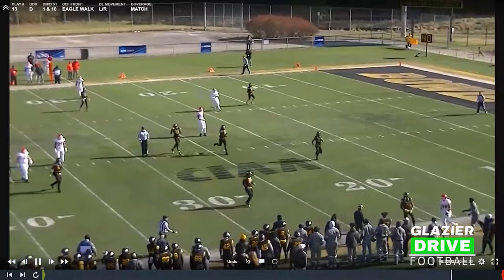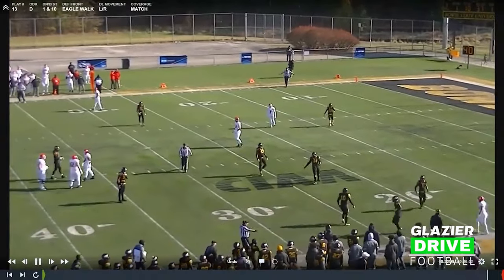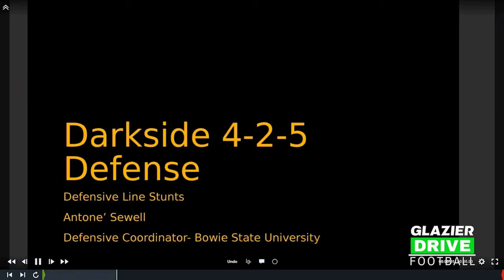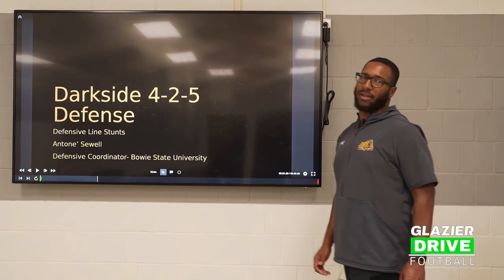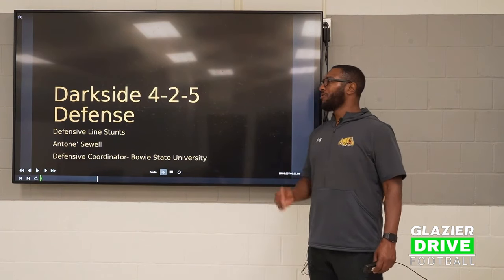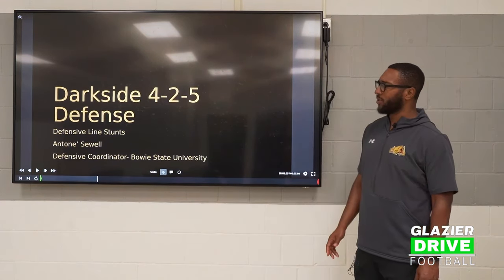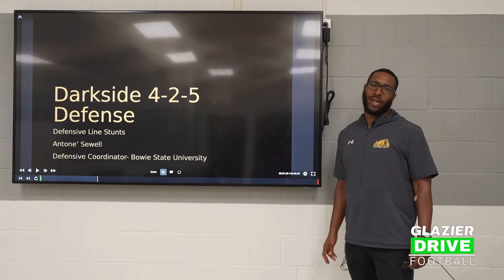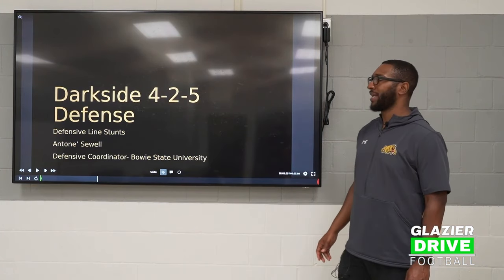All right, again, good job here by our 3 technique. That was a good job by the 3 technique, taking that flat step, going around him, forcing the quarterback to throw it quicker than he was ready to. All right, so that's just a little bit about how we utilize our stunts within our defense.